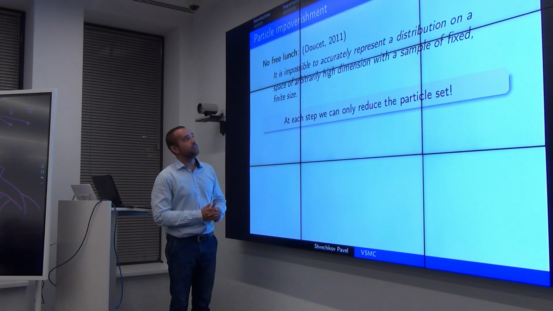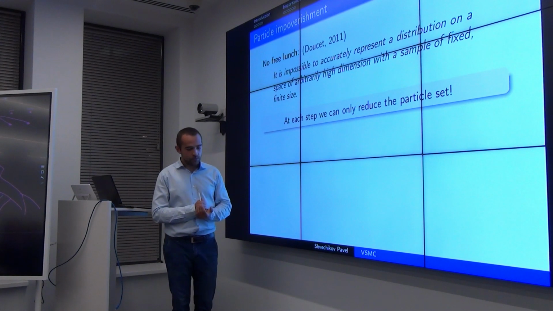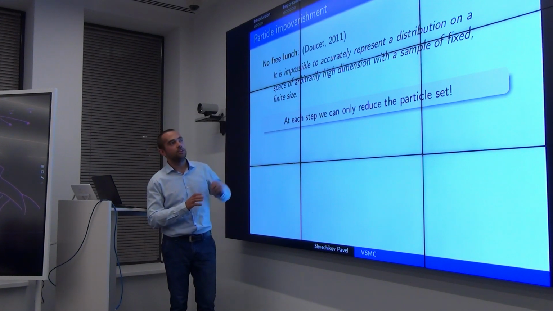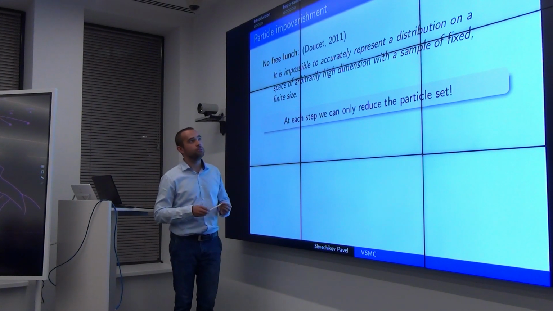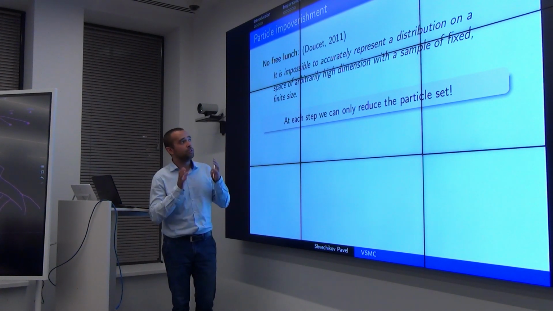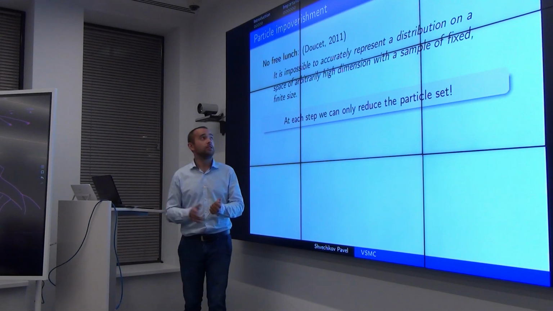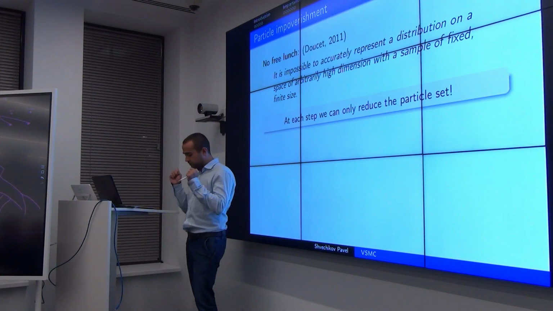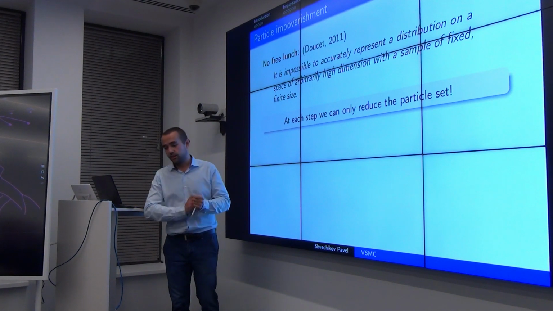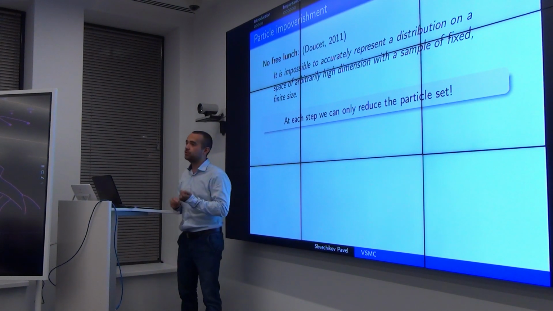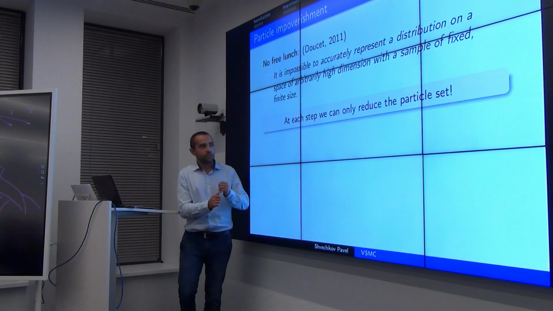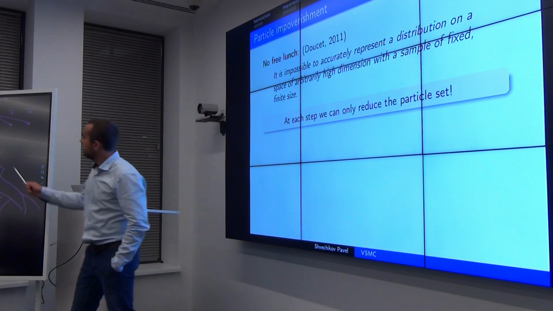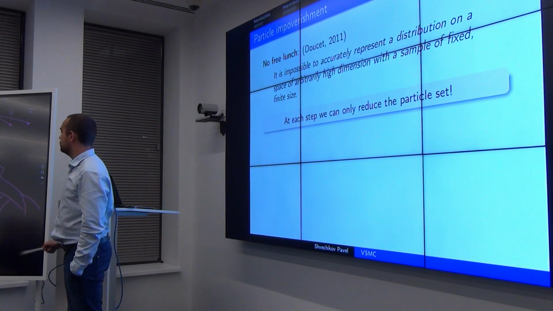So the bad thing about the sequential Monte Carlo is the reality we are all facing. It's in theory as well as in practice. It's impossible to accurately represent a distribution on a space of arbitrarily high dimension with a sample of fixed finite size. So you cannot just have some small number of particles and approximate the very high dimensional distribution. This is just not possible. And this is the problem everyone in this field faces, and this is exactly the problem that is related to this ancestor tree.